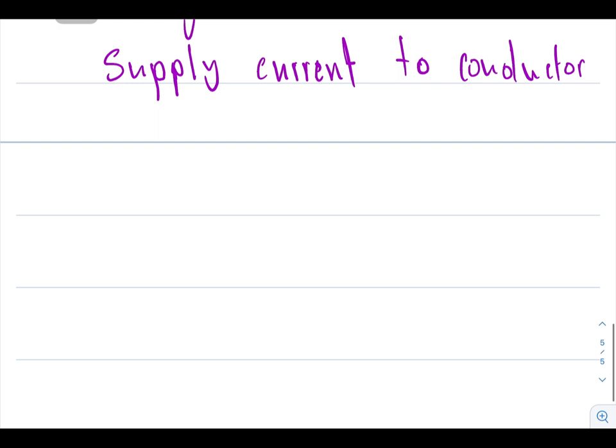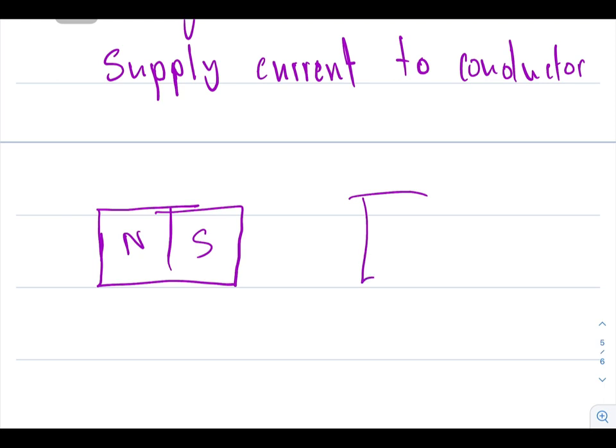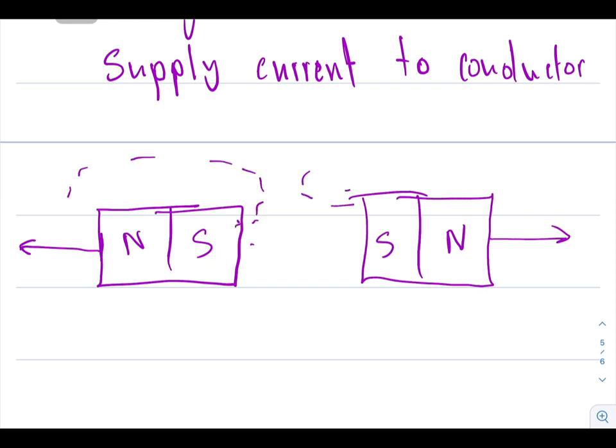But I want to show you guys something. Whenever you have magnets that are reacting with each other, you will always get motion. What do I mean by this? Let's say I have two magnets: north, south, and the second magnet, south, north. If I bring these two magnets closer together, what I will get is a repulsion, because same poles repel each other. So you will have this magnet moving in that direction and this magnet moving in that direction. They are repelling each other simply because their magnetic fields are opposing each other.